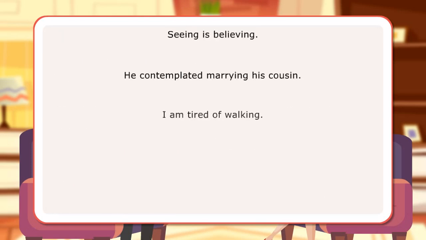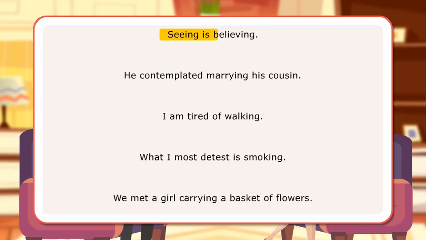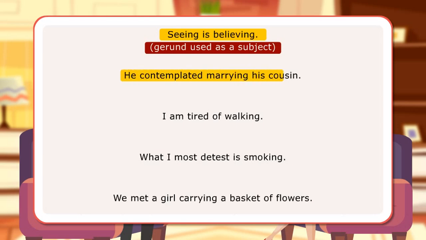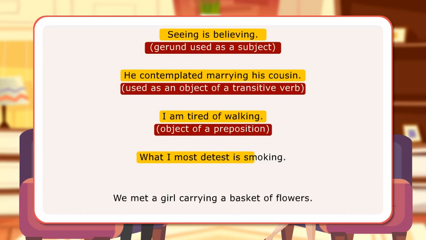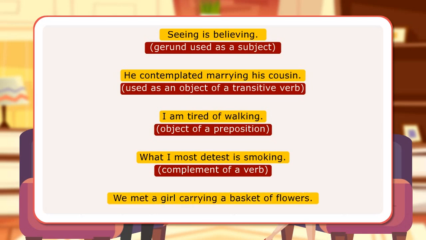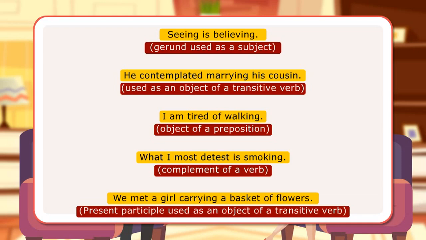Let us look at a few examples. Seeing is believing: gerund used as a subject. He contemplated marrying his cousin: used as an object of a transitive verb. I am tired of walking: object of a preposition. What I most detest is smoking: complement of a verb. We met a girl carrying a basket of flowers: present participle used as an object of a transitive verb.